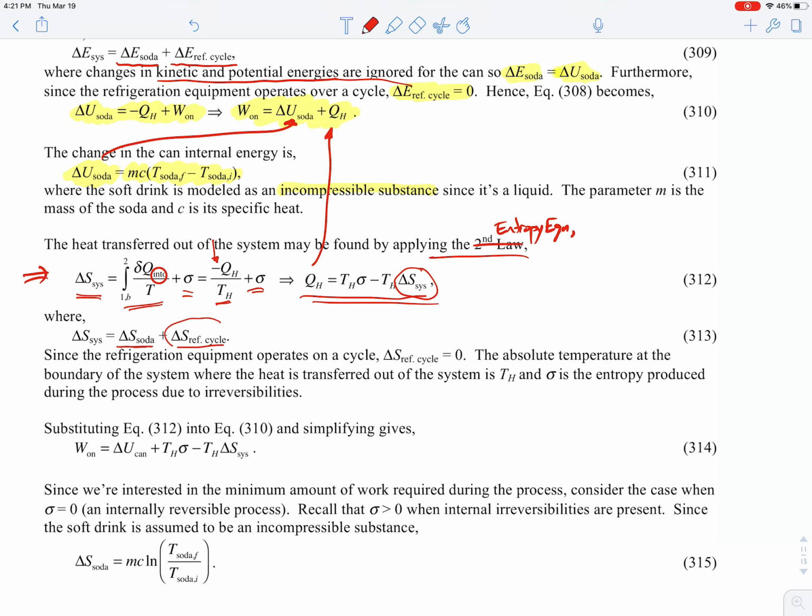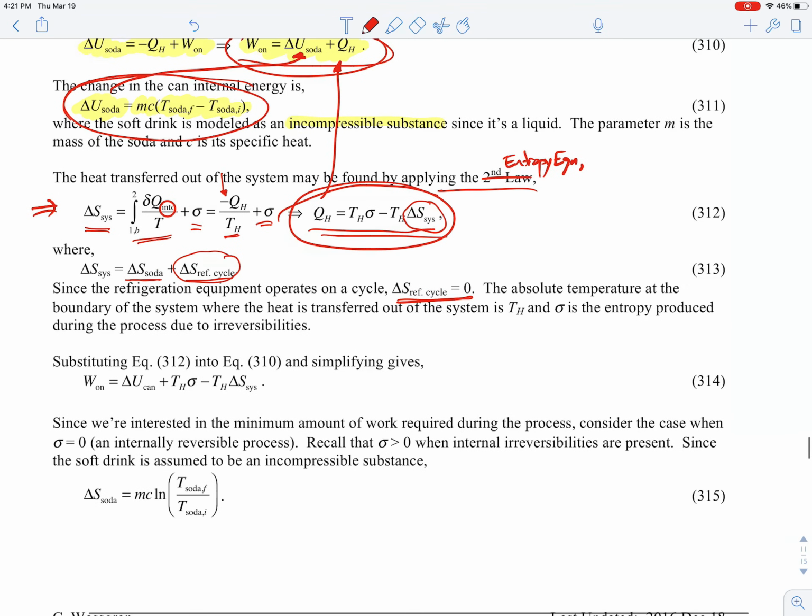The change in entropy for the refrigeration cycle is going to be 0, because we're operating on a cycle. So the property entropy comes right back to its original value. So that's 0. That makes it easy. We'll go ahead and make use of that. We'll substitute our expression for the internal energy and our expression for the heat transfer back into our first law and simplify that. So that gives us our equation 314 down here. All I've done is substitute things in there.